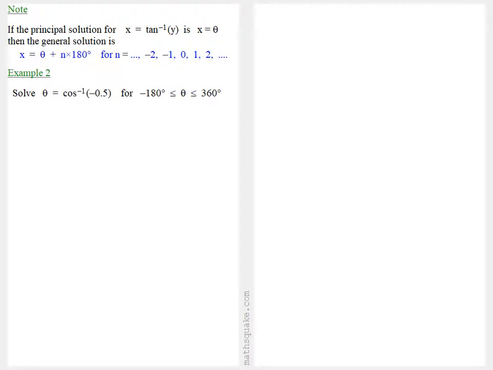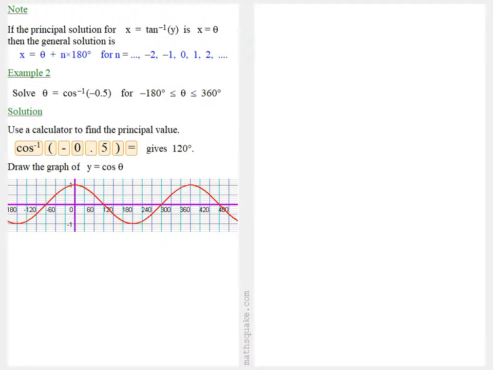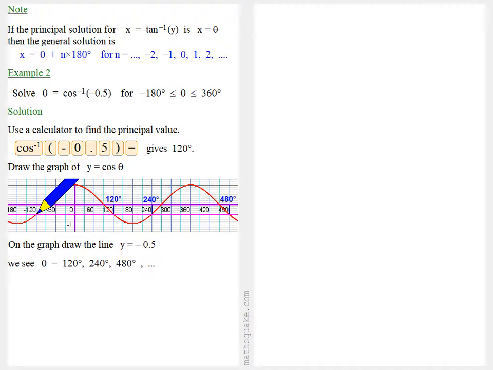Now, let's have a look at another example. Solve the inverse cosine of minus 0.5 for angles between minus 180 and 360 degrees. Well, we can use our calculator to find the principal value by simply typing in inverse cosine of minus 0.5 and that gives 120 degrees. So if we draw the cosine graph and draw a horizontal line at y equals minus 0.5, we see the line crosses the curve at 120 degrees, but it also crosses the curve at 240 degrees, 480 degrees, and minus 120 degrees, and so on. So the values we want are theta is equal to minus 120 degrees, 120 degrees, or 240 degrees.